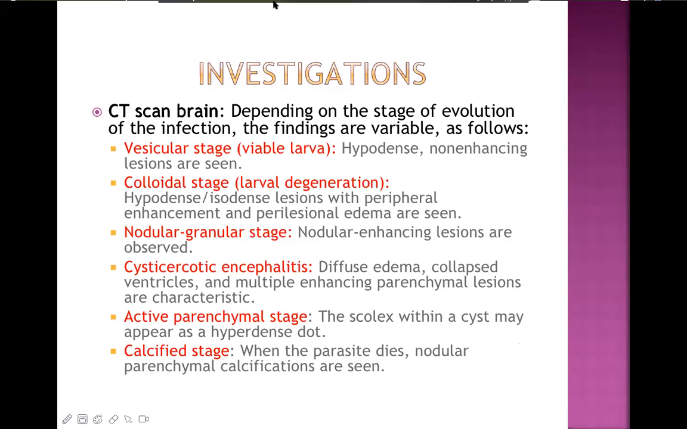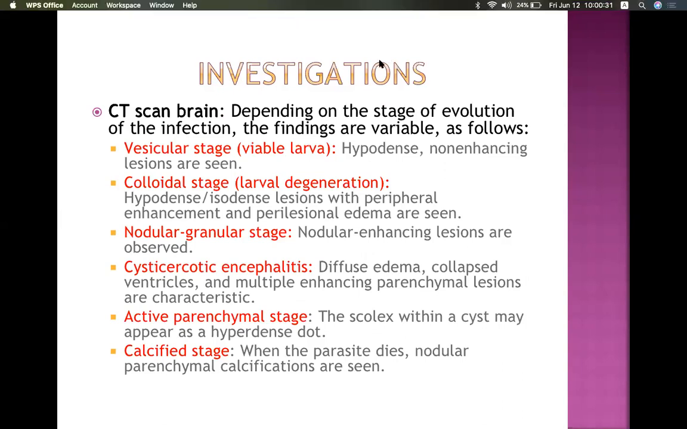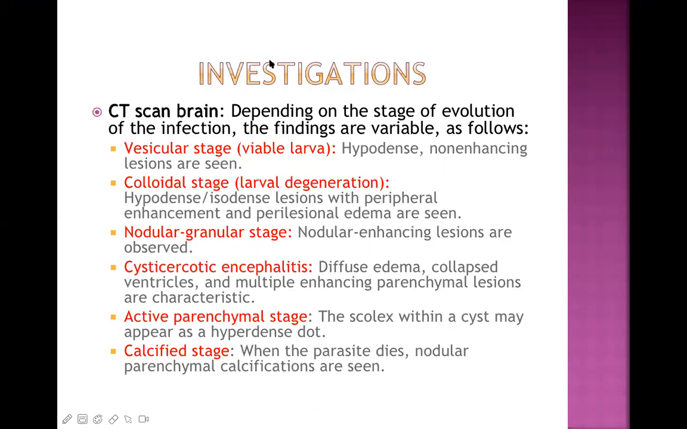Now we are reaching one very important area of the discussion, that is CT scan of the brain. They've already listed CT is the important investigation, but what do we get in CT scan of the brain? CT scan is one of the most important investigations here. It is always done and it can give us the diagnosis actually. Depending on the stage of evolution of the infection, the findings are variable. What does that mean? Those larval forms which are present inside the brain may be in different stages.